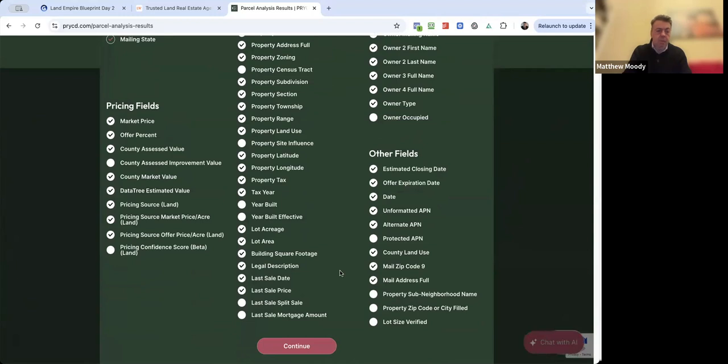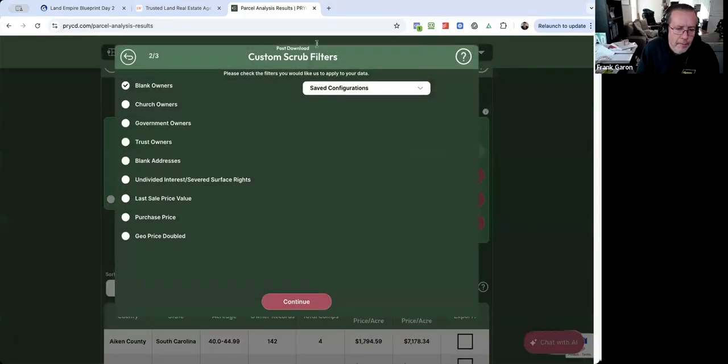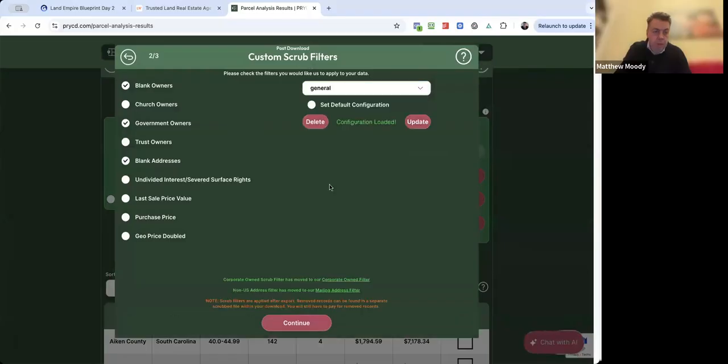And to be honest, it won't make that much difference. Price and confidence score, we'll put that in, see what that looks like. Well, I'm not actually going to pull the list, to be fair. I'm just showing you. So click on continue again, and that will come up with scrub filters.